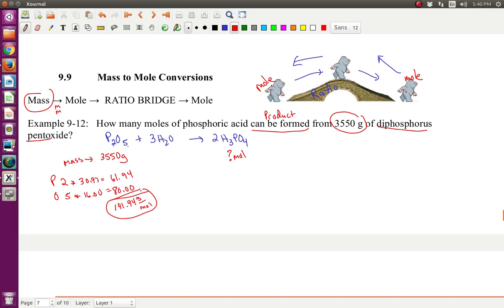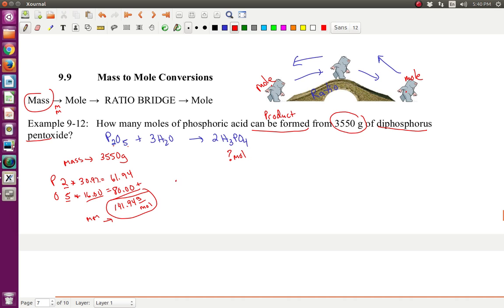Okay, now I've done that for you. I've calculated the molar mass of diphosphorus pentoxide. Remember, there are 2 phosphorus atoms and 5 oxygen atoms. I multiply them times the molar masses I get off the periodic table. And then 2 times 30.97 is 61.94. 5 times 16 is 80. Add these together so that the molar mass of diphosphorus pentoxide is 141.94 grams per mole. I have to know the molar mass to change the grams into moles.